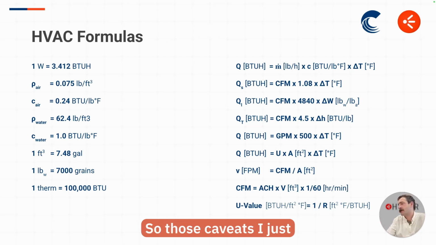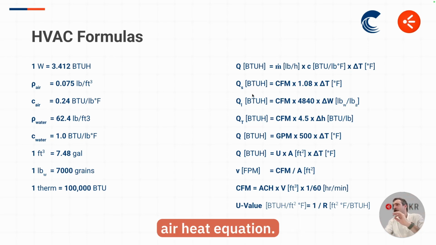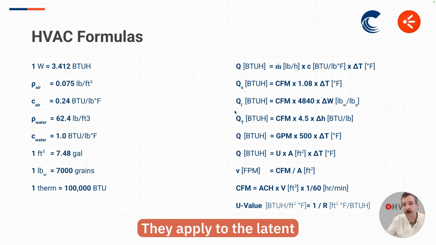Those caveats I just gave you for the sensible air heat equation apply to the latent equation too. This is for latent load only. We're using our humidity ratio in this one. And this 4840 also assumes just standard sea level conditions. And then the total, remember, sensible plus latent equals total. This is the total where instead of dry bulb temp or humidity ratio, you're actually using the overall enthalpy and this 4.5 to figure out what your total is.